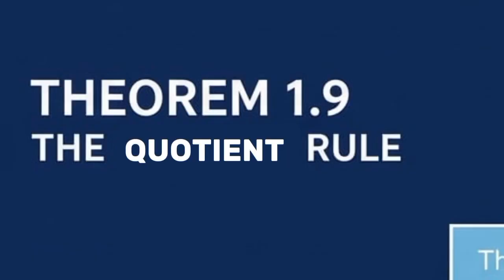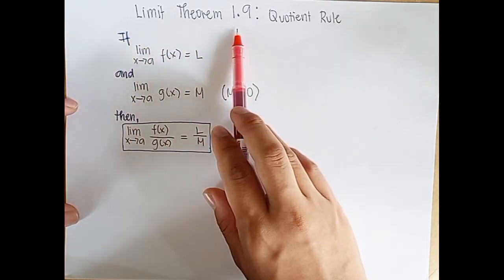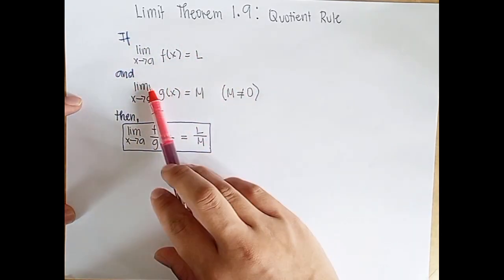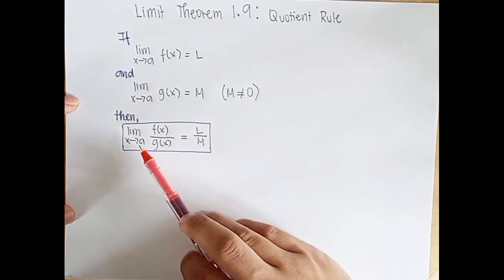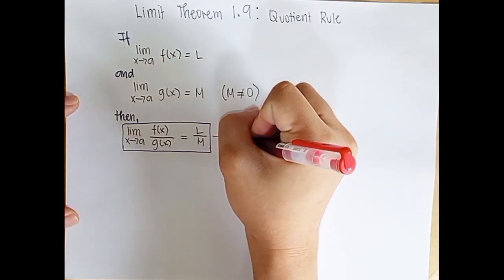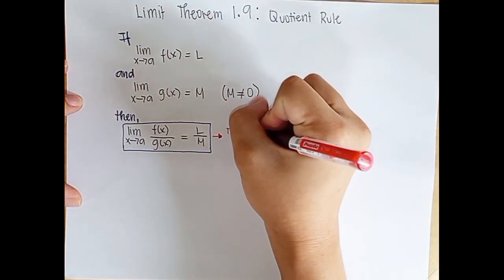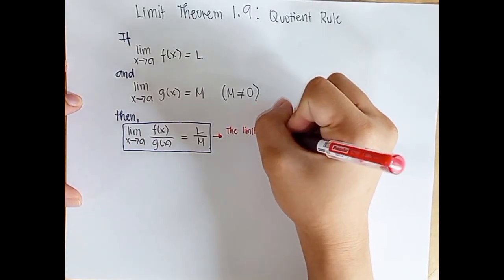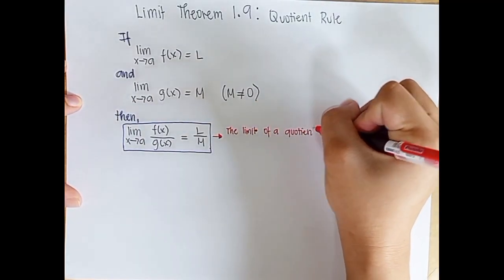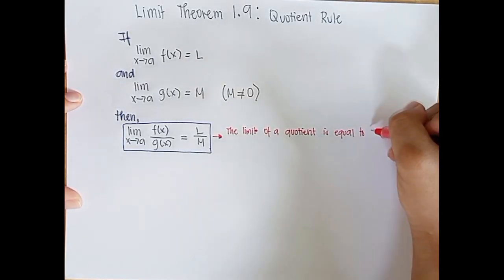Now we are already done with theorem 1.8, which is the power rule. Now let's proceed to theorem 1.9, the quotient rule. The limit of a quotient is equal to the quotient of their limits, provided the denominator's limit is not 0. The quotient rule tells us how to find the limit of a fraction made from two functions. If both the numerator and the denominator have limits as x approaches a, and the limit of the denominator is not 0, then we can separately take the limits of the top and bottom and divide the results.